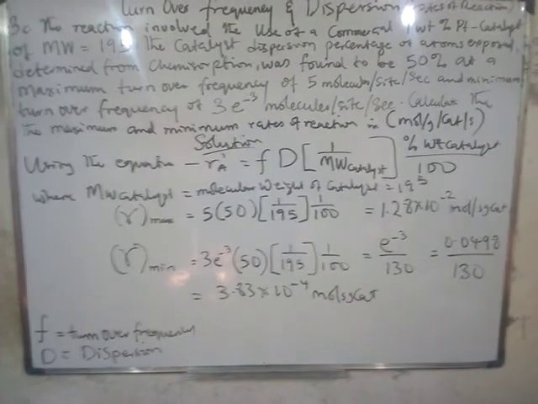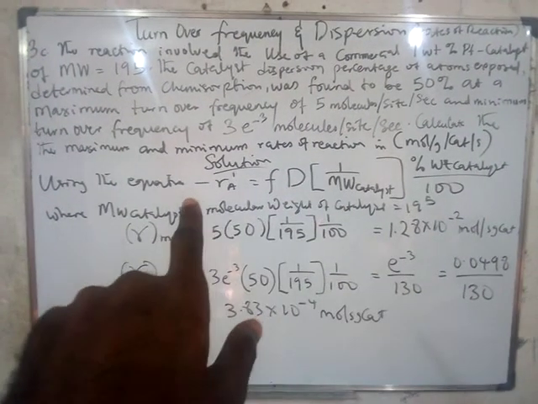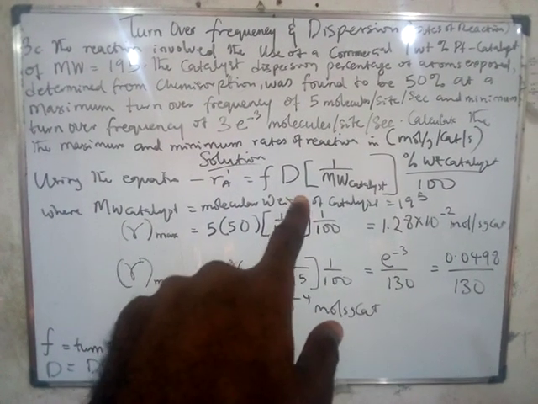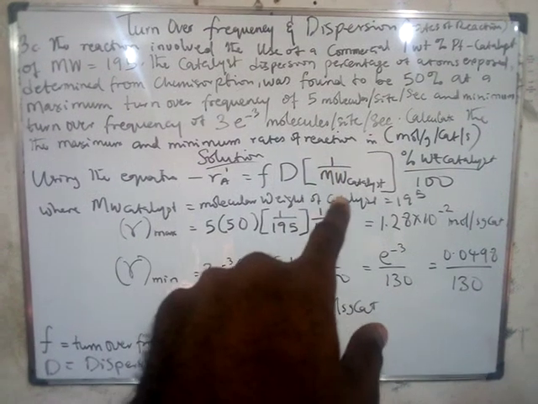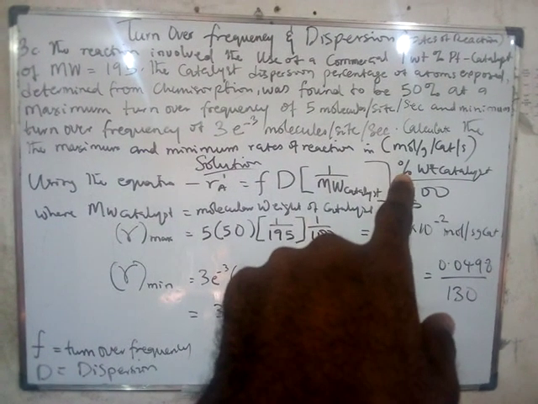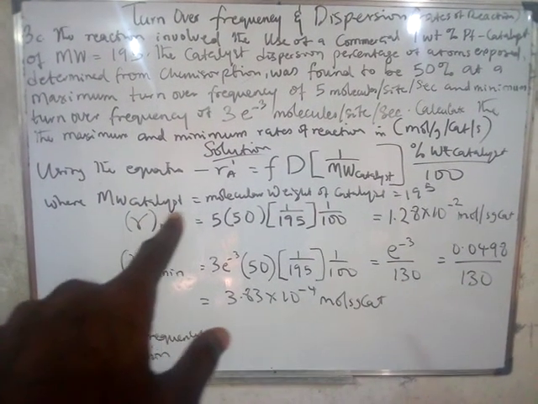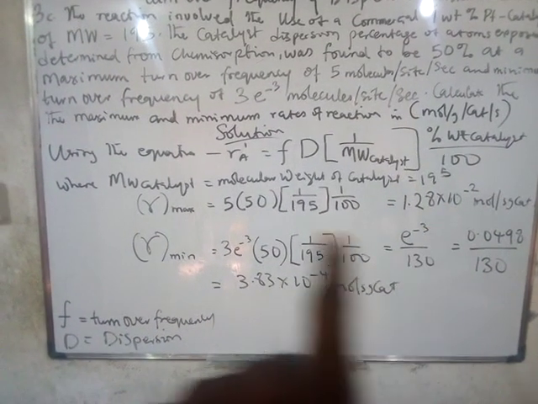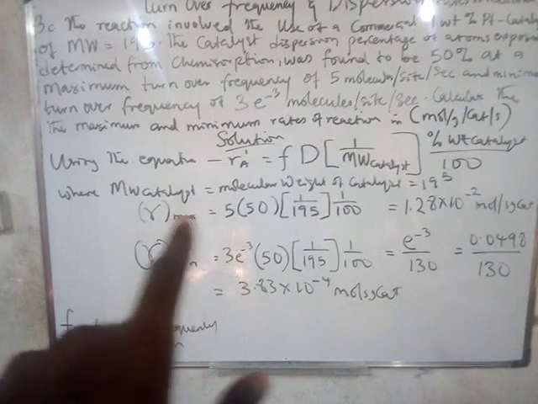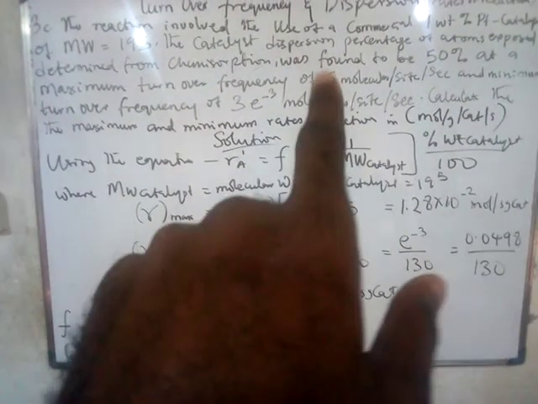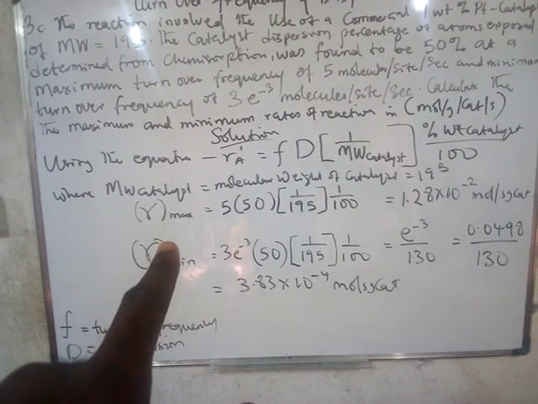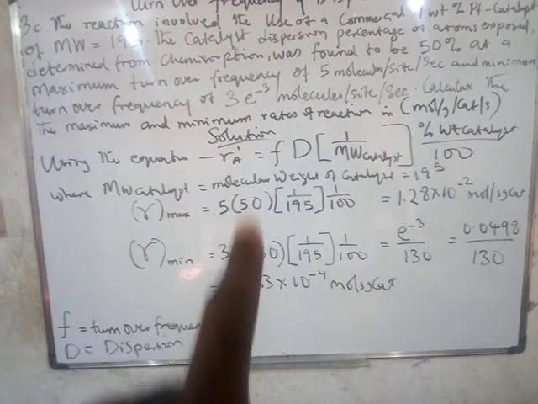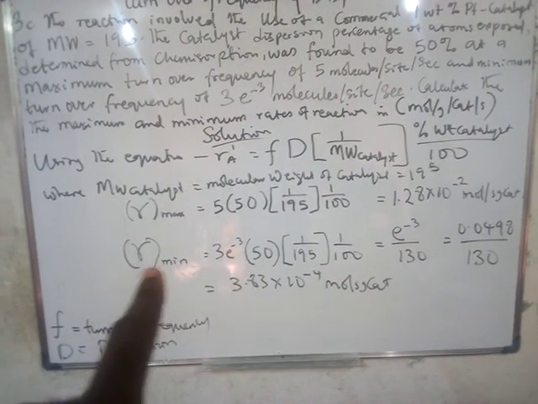Solution: the general equation for solving this is minus RA equals F D, into bracket 1 over molecular weight of the catalyst, times percentage weight of the catalyst, all over 100. F is the turnover frequency, D is the dispersion. Here MW is the molecular weight of the catalyst, and it's given as 195. So in place of RA, you are putting R maximum. You use the maximum turnover frequency to calculate R maximum, which is the maximum rate, and we use the minimum turnover frequency, 3 e to the power minus 3, to calculate the minimum rate of reaction.